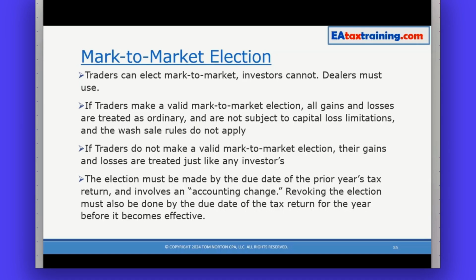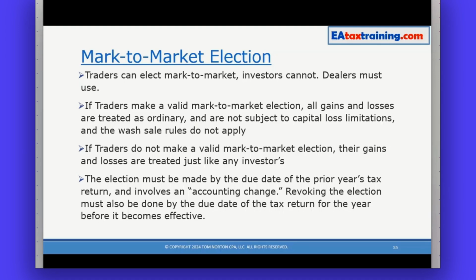Traders, someone who's like a day trader, can make an election to do mark to market if they want to. If they make a valid mark-to-market election, then all their gains and losses are treated as ordinary. So they don't get the benefit of capital gains treatment, but they don't get the limitation of capital loss limitations. They're not subject to capital loss limitations, and they don't have to worry about the wash sale rules. Those do not apply. Remember, you can't recognize a loss on a wash sale. Well, if you make a mark-to-market election, you can recognize the loss from wash sales.